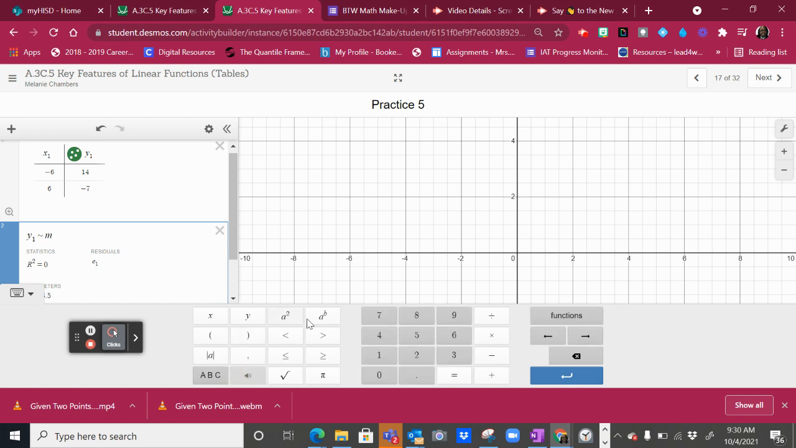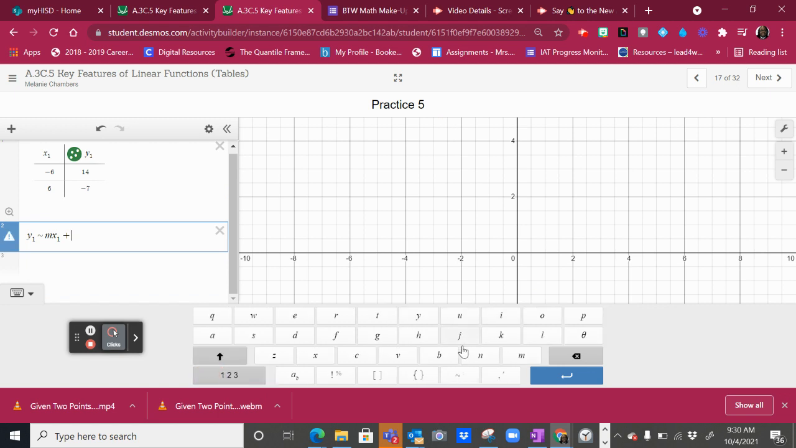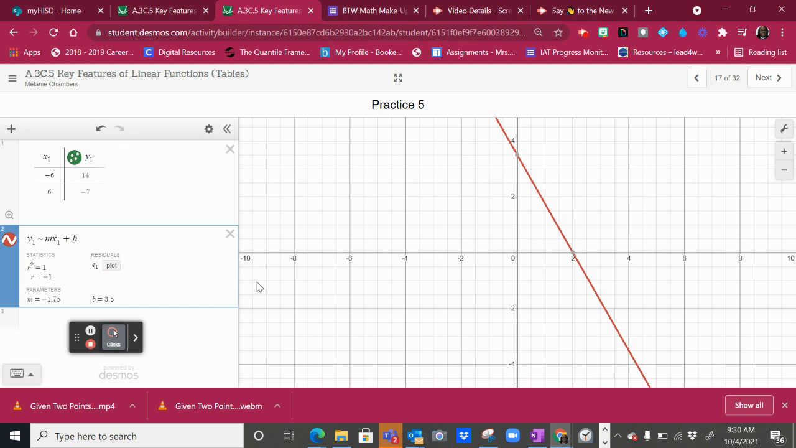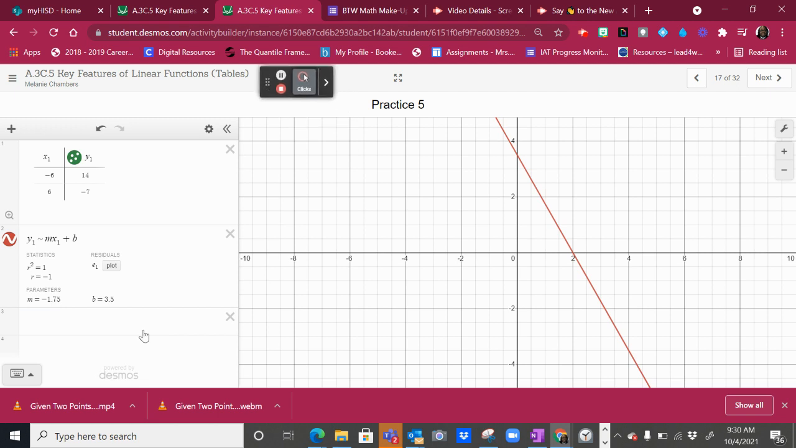Then we go back to the 1, 2, 3 and find my x1 plus, and we need the letter B, so we go to ABC and grab our B. Of course, you can use your actual keyboard on your laptop if you so wish. Now that we have this, we see that the slope is -1.75.